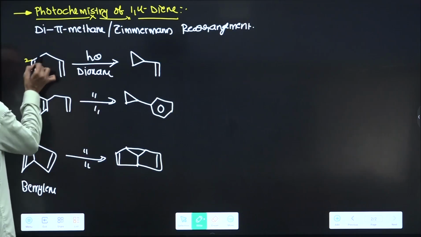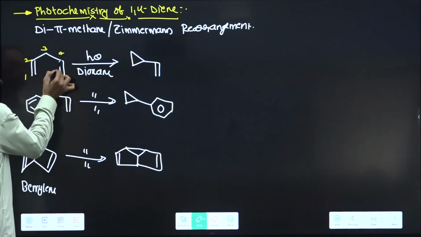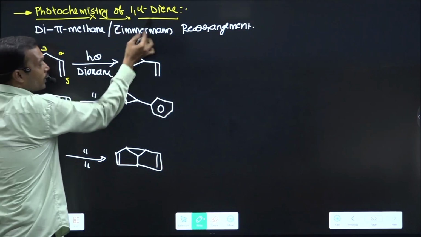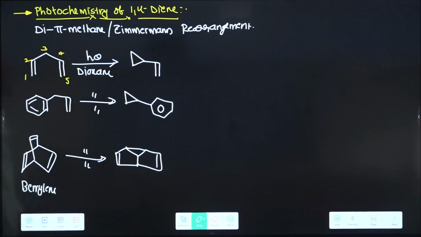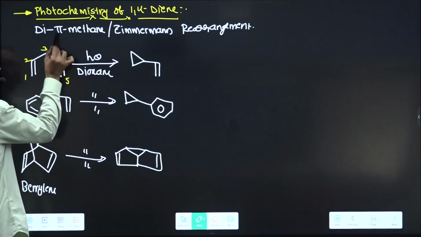Here 1, 2, 3, 4 and this is 5. Total how many? 5 carbons are there. First carbon having a double bond, fourth carbon having a double bond. That's why 1,4 diene. So in the middle CH2 is there. CH2 separated by 2 double bonds. Left side 1 double bond, right side 1 double bond. Here also 2 double bonds separated by 1 carbon. If 2 double bonds are separated by 1 saturated carbon, that is called di-pi-methane.